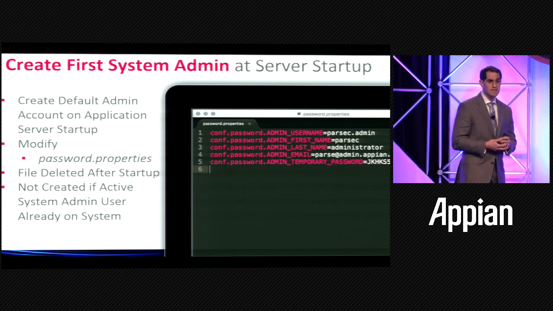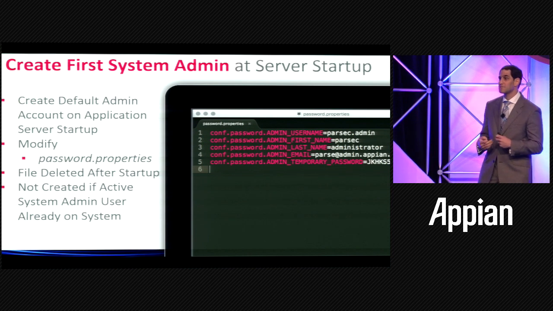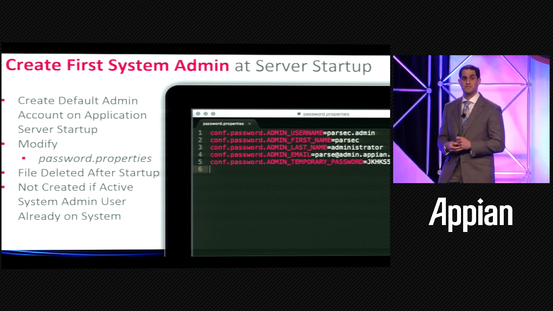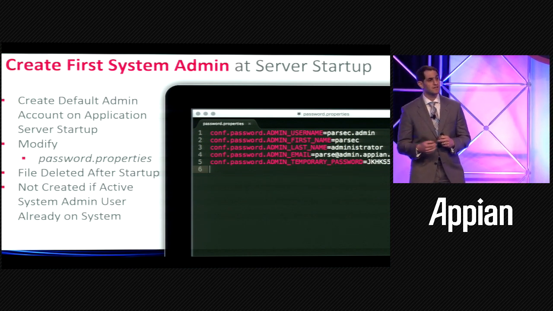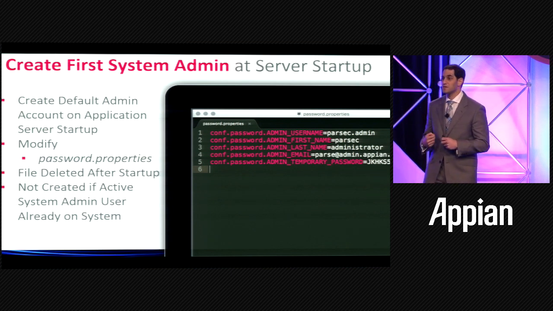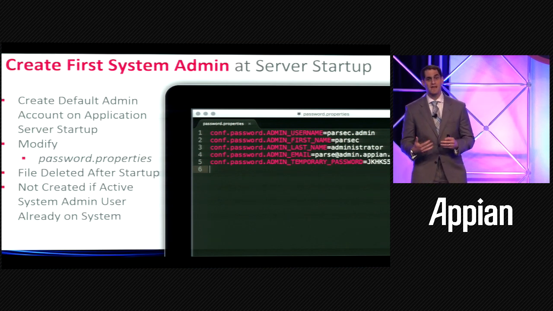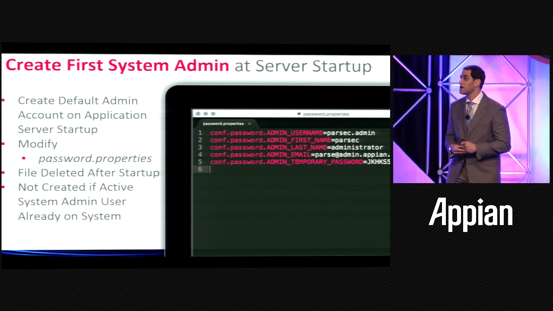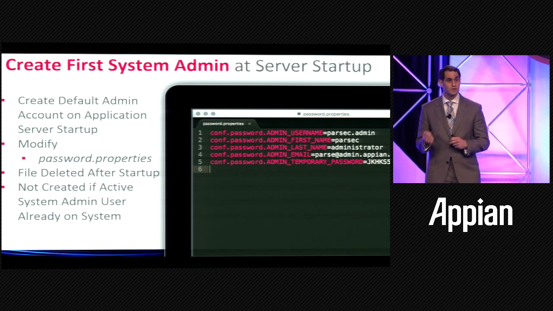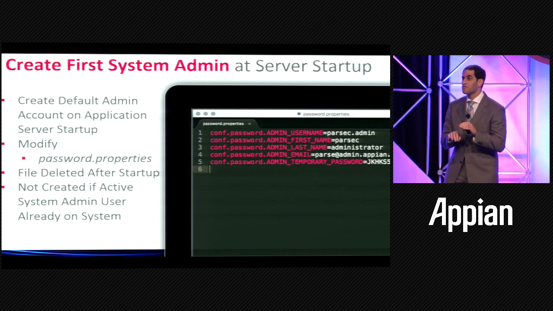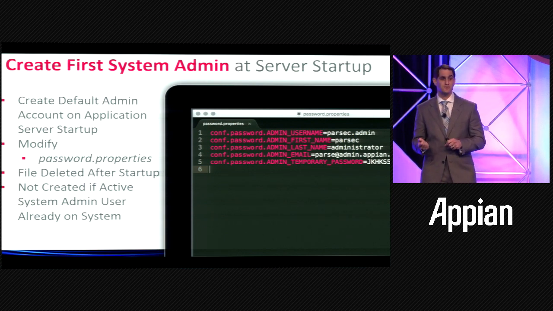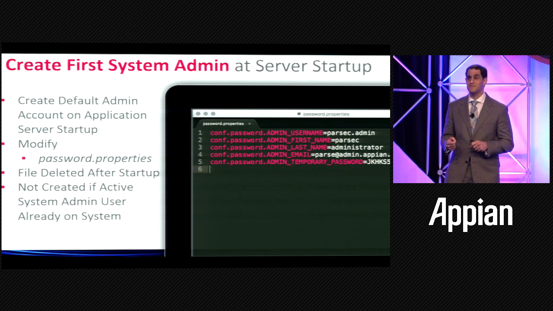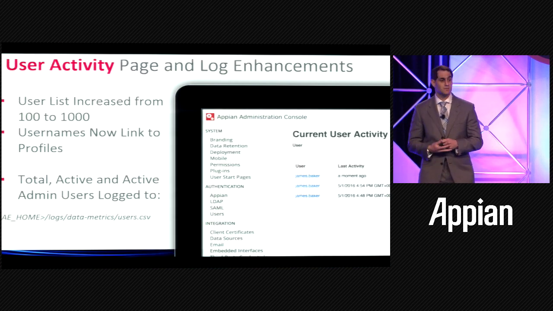An improvement that we've made to facilitate the automatic provisioning of new Appian installations is that we have a new configuration that lets you specify a system administrator user that's going to be automatically created when the application server first starts up. It's done through the use of a one-time only properties file, so it really is for new installations, wherein you provide the configuration and we will create that user if there's no other active system administrator user on that system already.